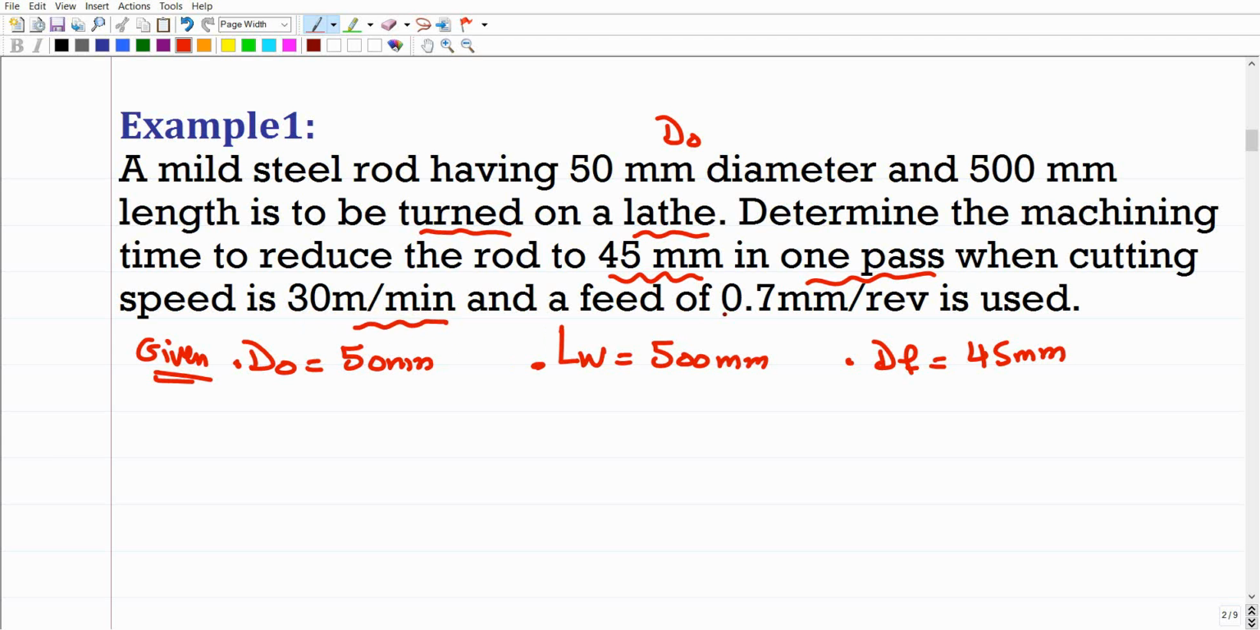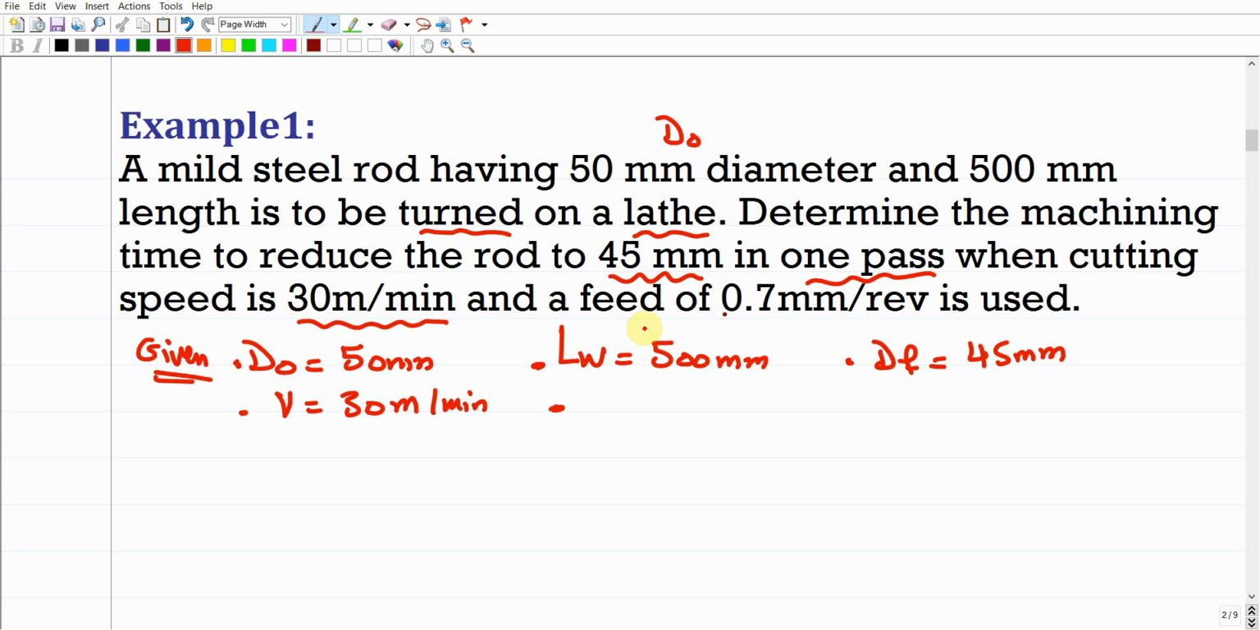As I mentioned before, the cutting speed would be given as N or V. What distinguishes whether it is N or V mainly depends on the units. You have to keep an eye on the unit. Here it is given as meter per minute. This is V, not N. So the cutting speed was given in terms of V, which is 30 meter per minute.